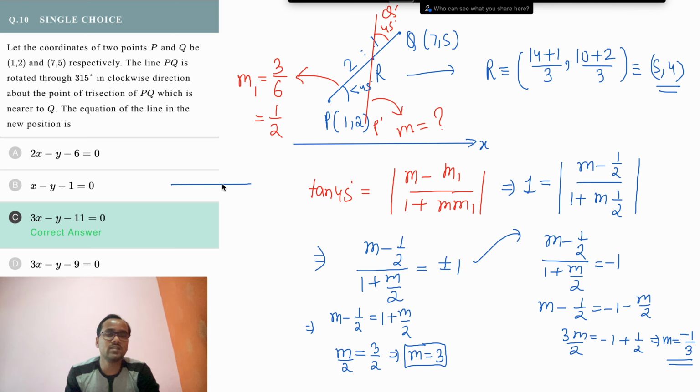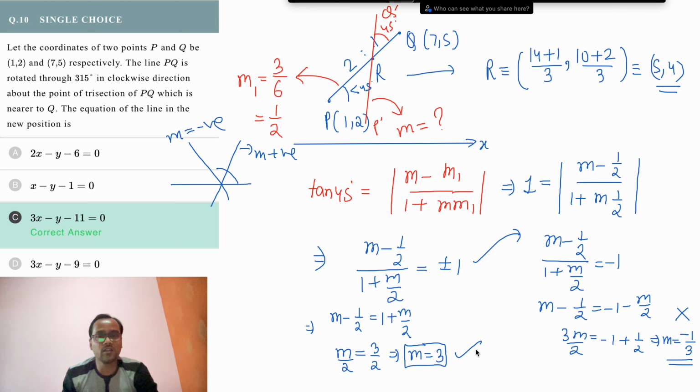You know, when the line is making an obtuse angle, then the slope is negative. If the line is making an acute angle, then the slope is positive. So the positive value will be taken, the negative value will not be taken. So the equation of P dash Q dash will be written as y minus y1, with x1, y1 being this point, y minus y1, which is 4, is equal to m times (x minus x1). So if you solve this, you will get the answer.